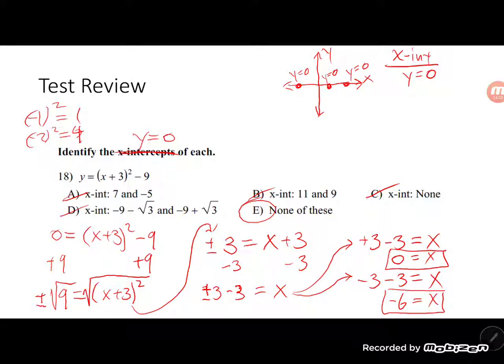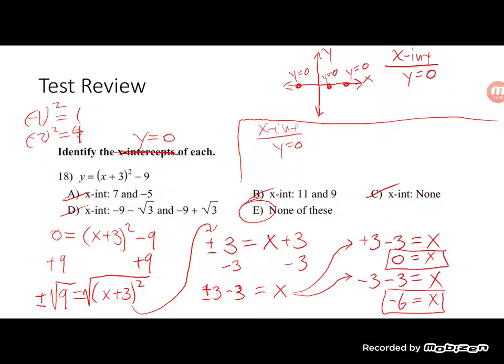Now, another way that you could approach this problem is more backwards, using your answers to check your equation. What I mean by that is you can plug in your numbers and see if it gives you an x-intercept. So how would I know if I plugged in something that gave me an x-intercept? Well, remember, x-intercepts always have y equal to 0. So if I plug in one of those numbers from here and I get y equal to 0, well then that tells me that's an x-intercept.